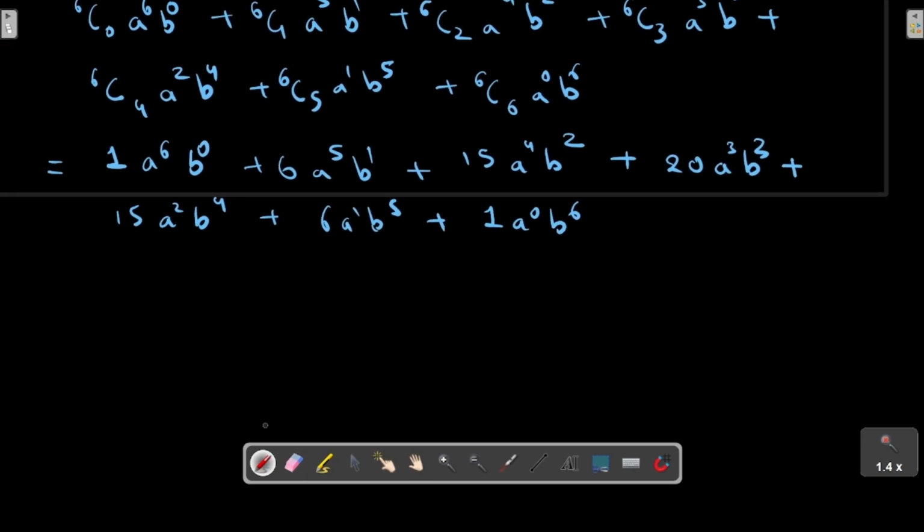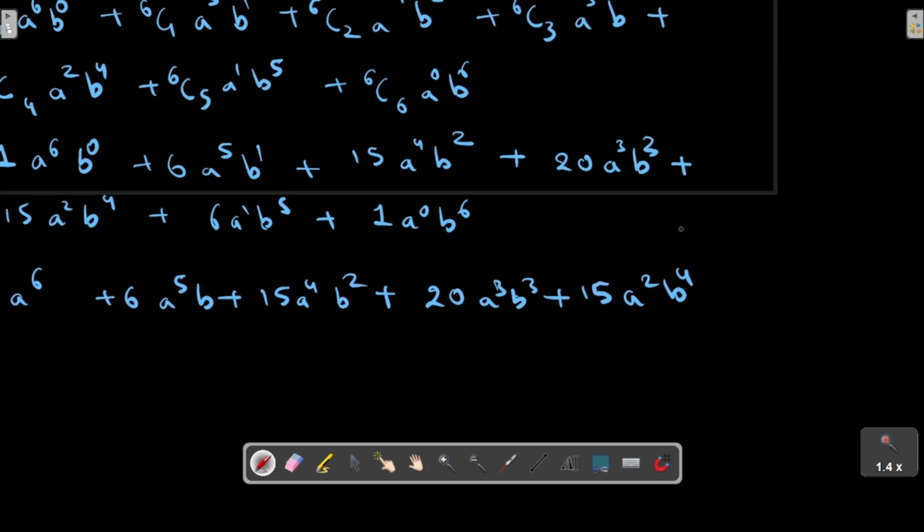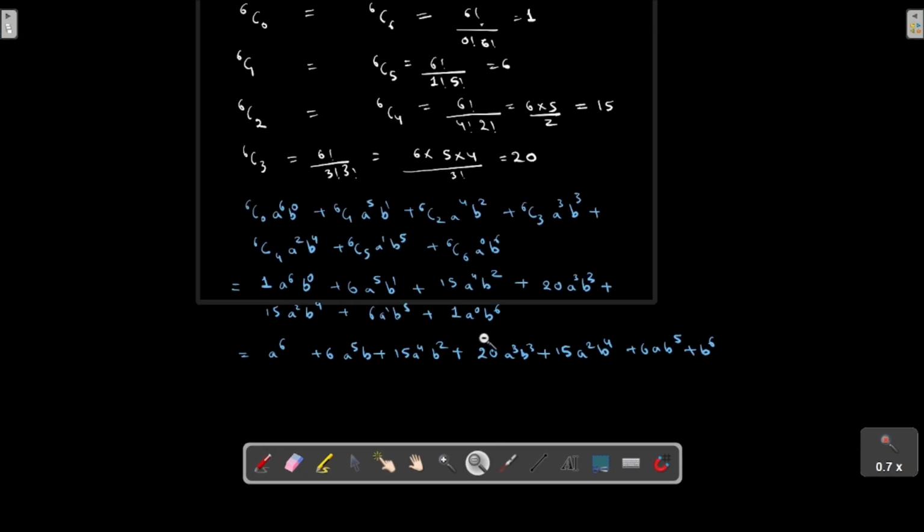Right? Let's just simplify it further. So it's a to the power of 6 plus 6a to the power of 5 b plus 15a to the power of 4 b to the power of 2, 20a cube b cube plus 15a square b to the power of 4 plus 6a b to the power of 5 plus b to the power of 6. So I hope it helps.